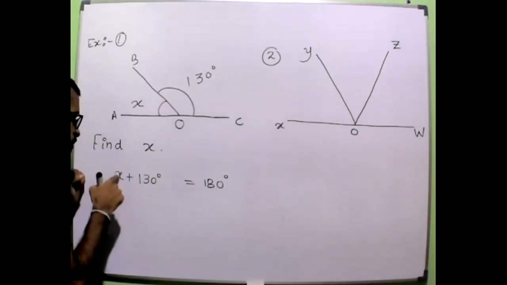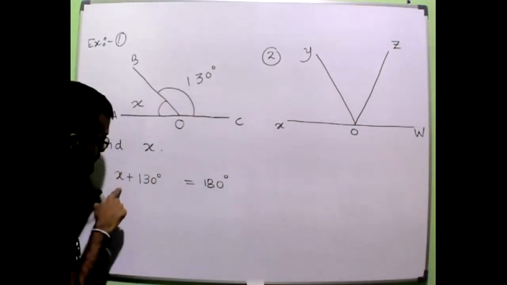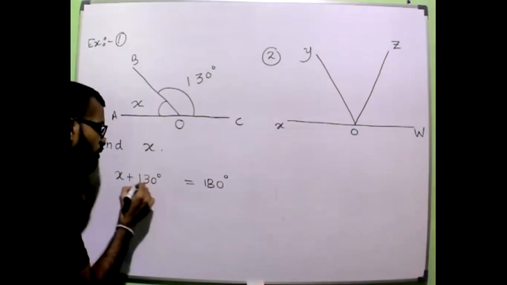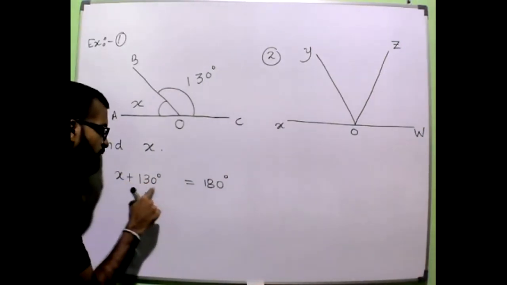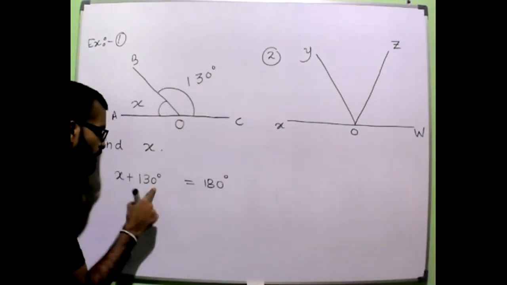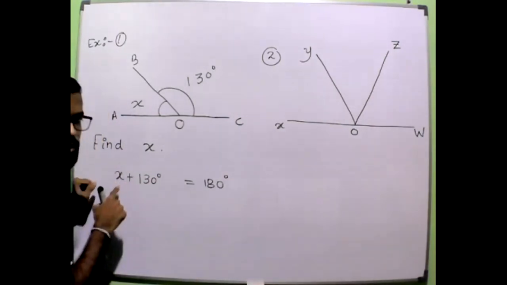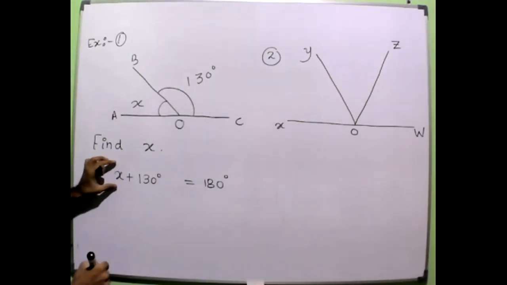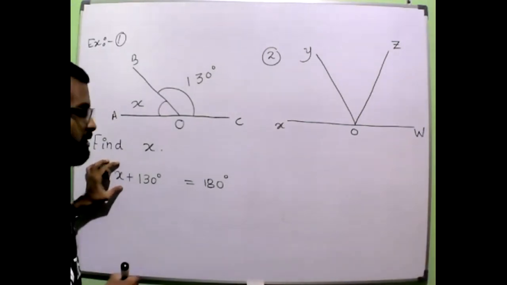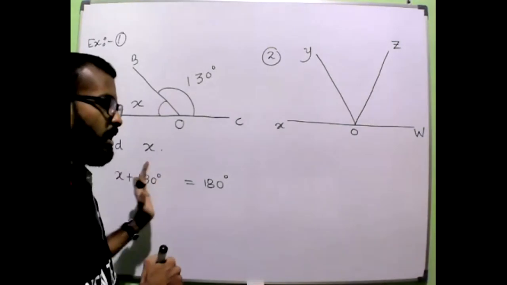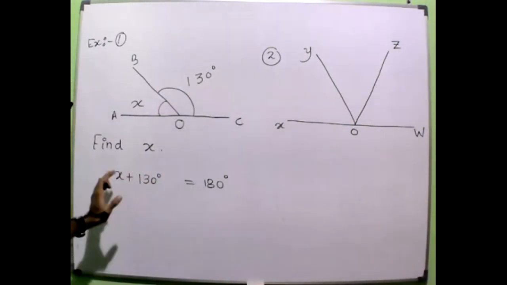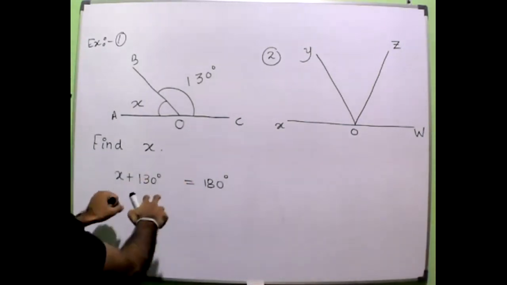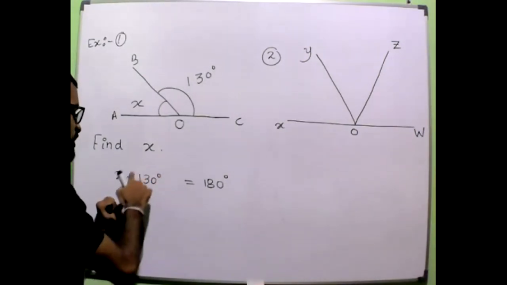Now how to find the value of this X? It is very important. Here I have plus, that means positive 130, right? If you want to make this X the subject, on your left hand side, what should you do to this 130?